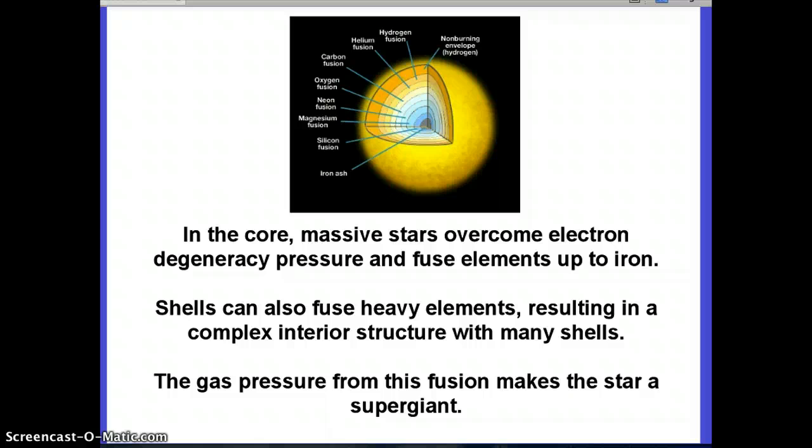You can keep fusing heavier and heavier elements until you get up to the point of the core being entirely iron. When it gets up to iron, that's it. That's the end of the story.